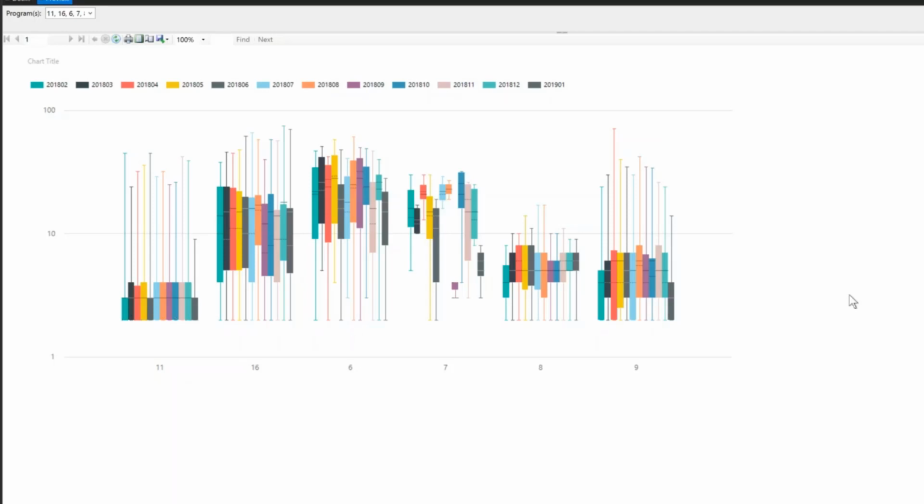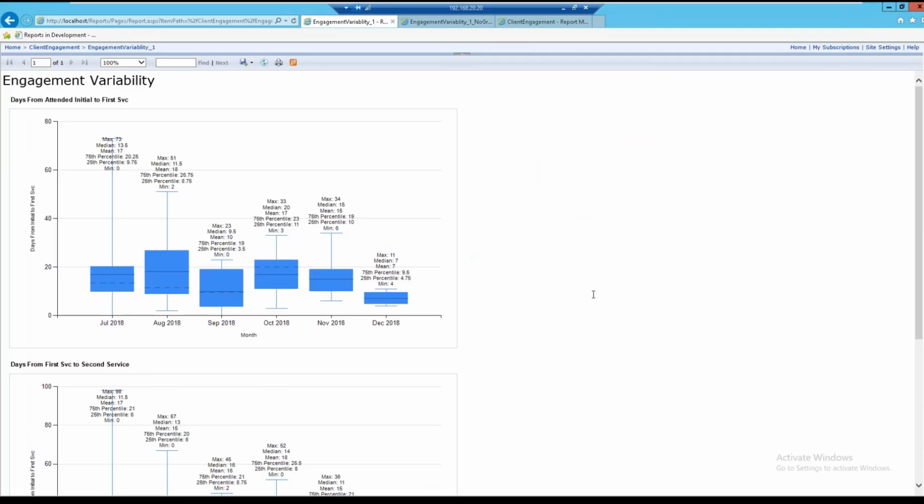Ginger, I have a couple of others. These are some box plots to chart engagement variability, is what we would call it. And these are in production. They've been in production for a couple of years and have had a pretty serious and substantial impact on what's being measured here. And we can see here that these are days from intended initial assessment to the first service, right? And I've put these as labels instead of as a mouse over to make it a little bit easier to see.